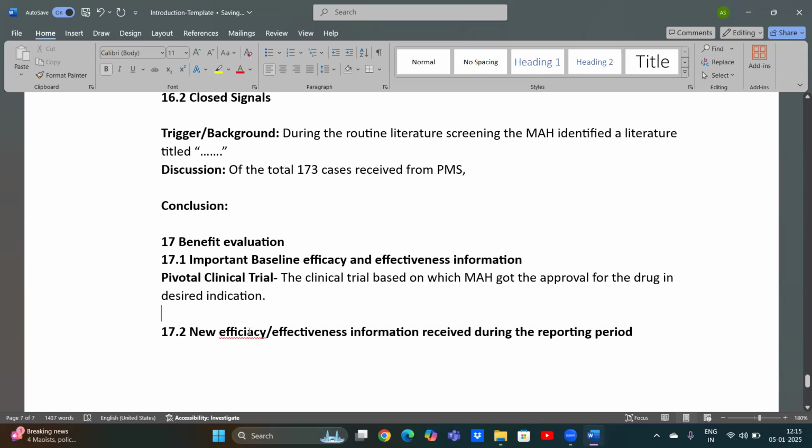Now if you see 17.2, this will be the new information related to efficacy or effectiveness that you got during the reporting period, that is 1st January 2024 to 31st December 2024. Is it clear, people? Yes, sir.